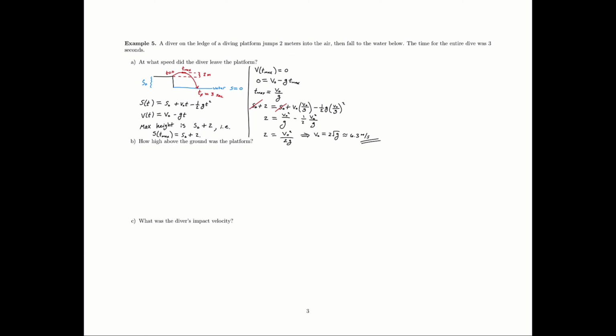Part B, how high above the ground was the platform? Well, let's see here. What do we know? We do know that at t equals 3 seconds, the position must be 0. So we know s of 3 must equal 0. So we can go ahead and fill this in. This gives us 0 equals s naught plus 3 v naught minus 9g over 2.